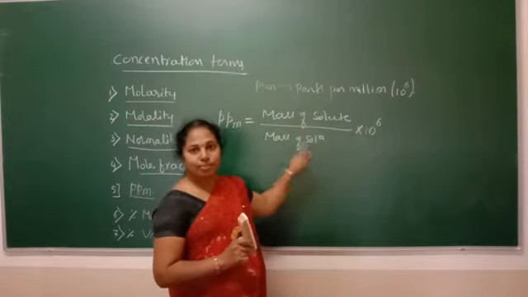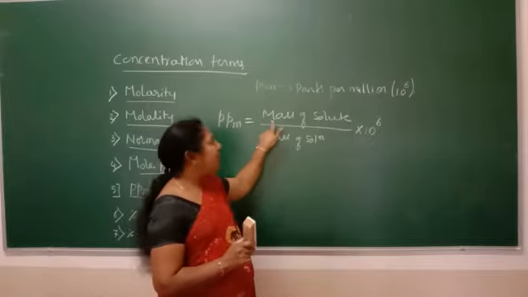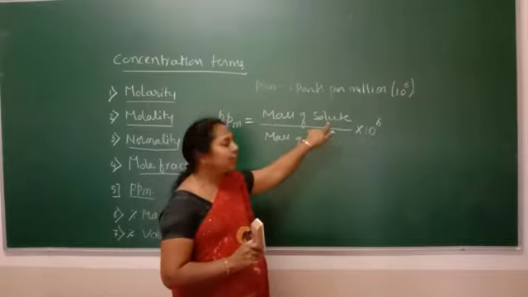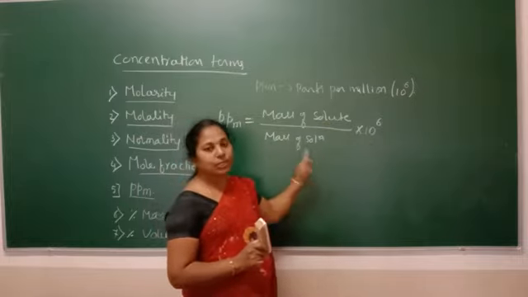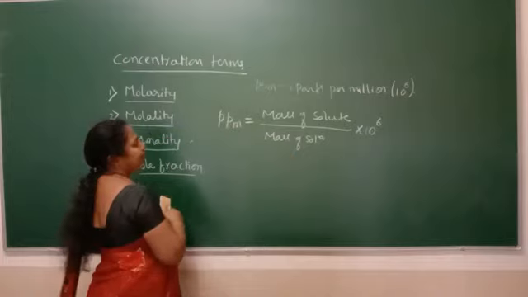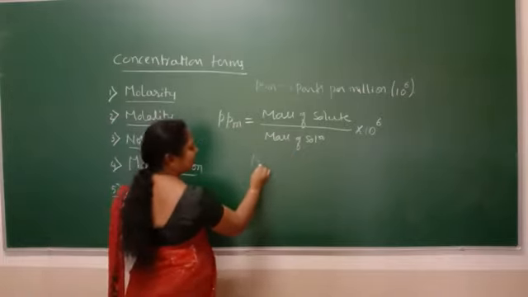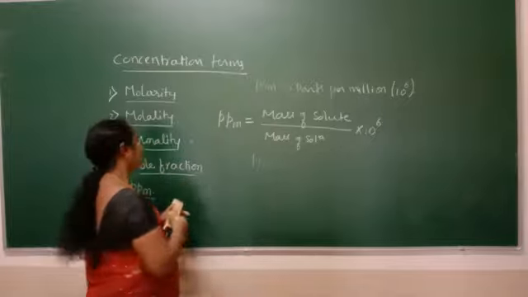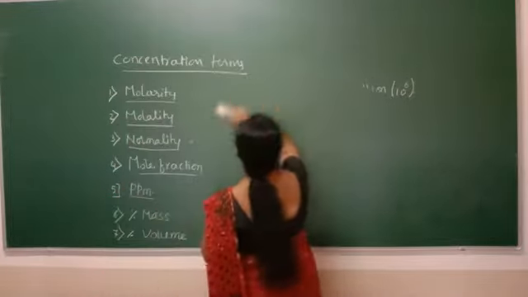So how can we define ppm? ppm can be defined as the number of parts by mass of solute dissolved in 10 power 6 parts by mass of solution. That is nothing but the ppm, and the unit of this ppm is only ppm, parts per million. Okay, then we will go through another concentration term.